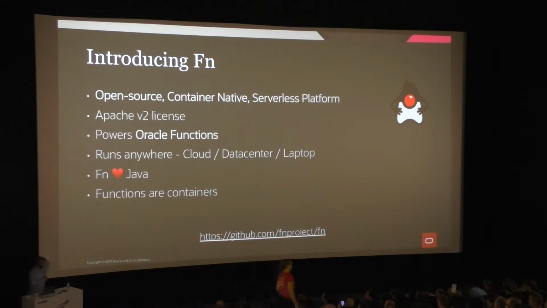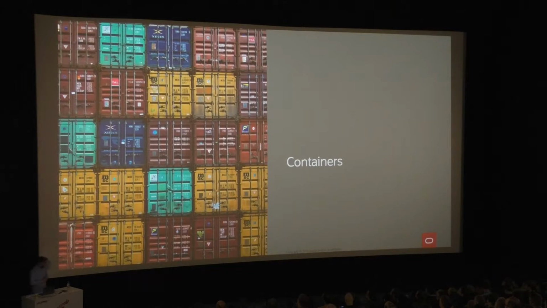So in Fn, everything is a container. So a function is basically simply a container. So you as a developer write a piece of code that will be then turned by the platform into a container. So you don't have to worry about how should I turn my Java code, Go code, Python code into an optimized container. That's something that the Fn tooling does for you. That's obviously the same tooling that we are using for Oracle Functions. So everything is a container. So that basically means that we are leveraging well-established technologies.